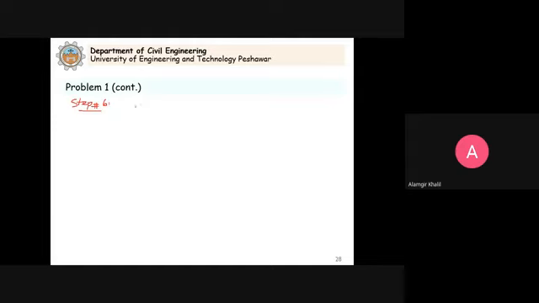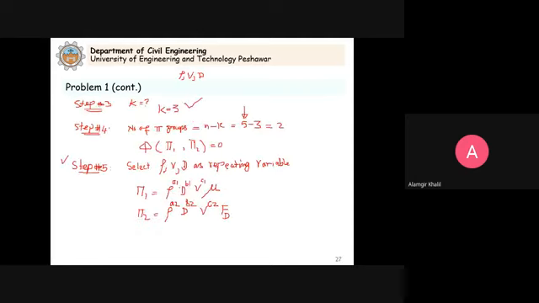So what you will do is that we will satisfy the dimensional homogeneity. Let me just quickly go for pi 1. So you will do it like this for pi 1. Now, what is pi 1? It is equal to rho^a1 d^b1 v^c1 and mu.